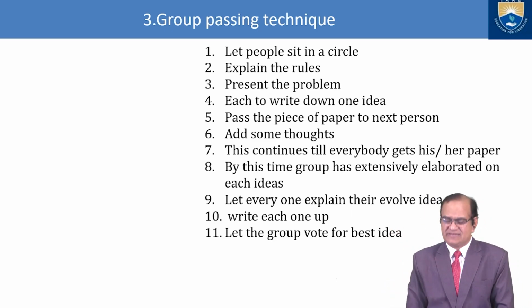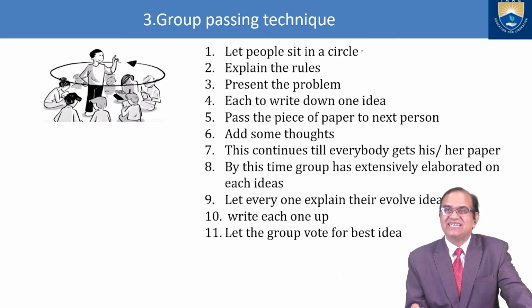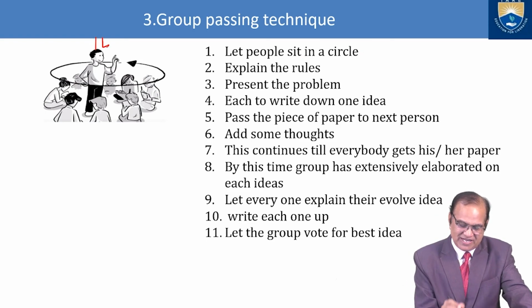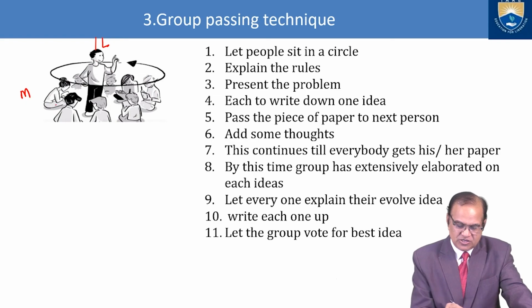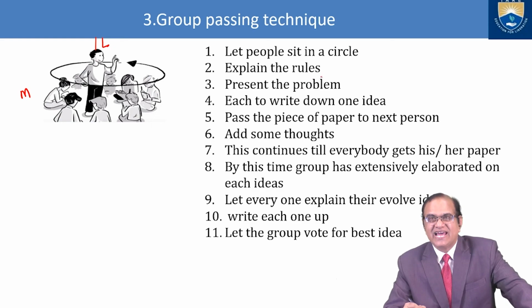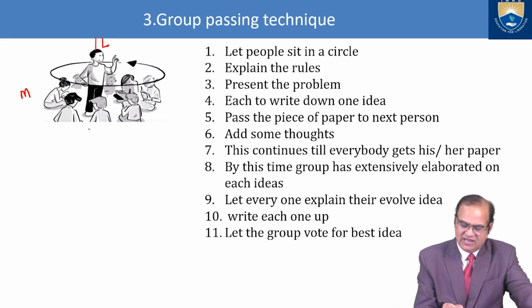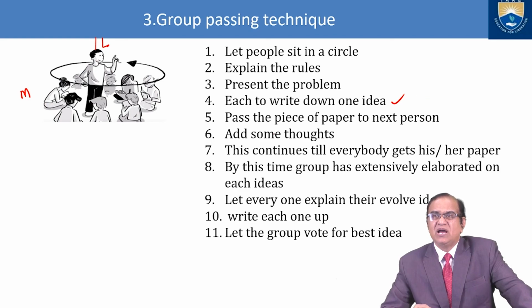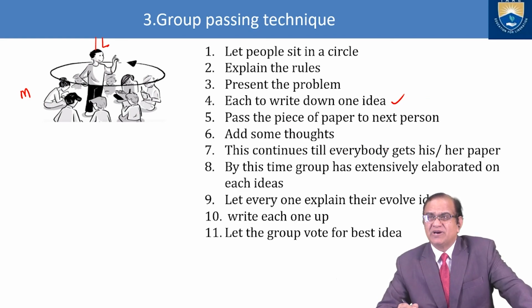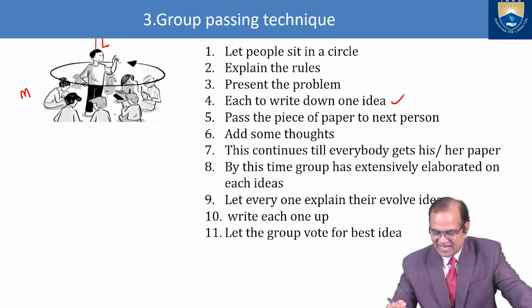The first step is to let people sit in a circle. Just you can see, this is the leader, I am writing L, and these are the members. They are all sitting in the circle. The leader has to explain the rule. Then the problem has to be presented by the leader. Everyone has to write down one idea. Pass the piece of paper to the next person, clockwise or anti-clockwise. Here it is shown in the anti-clockwise direction.